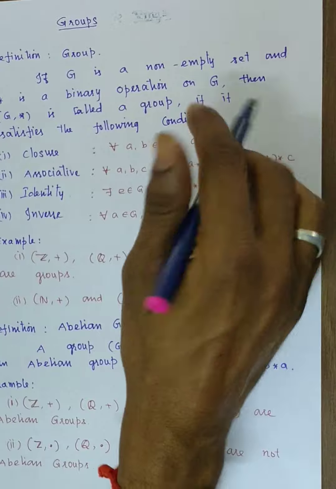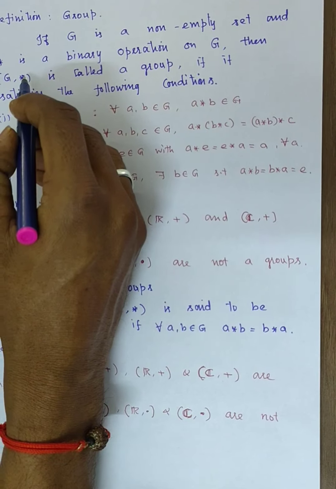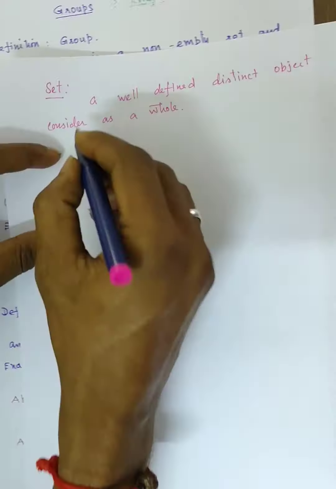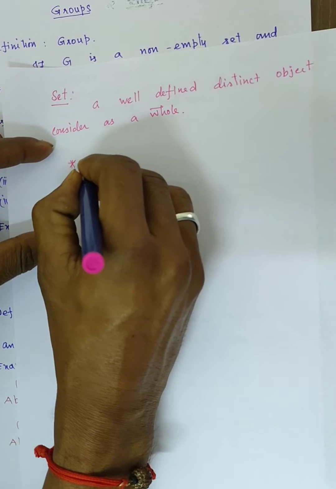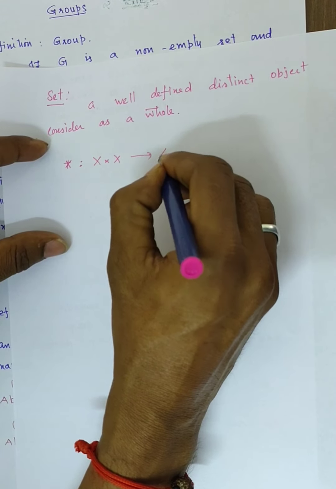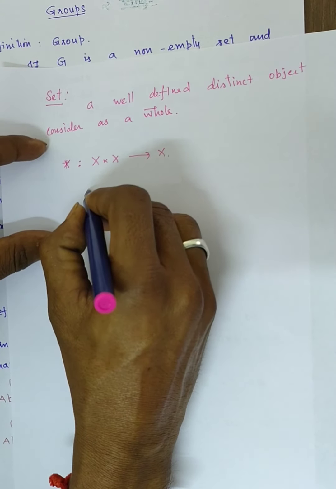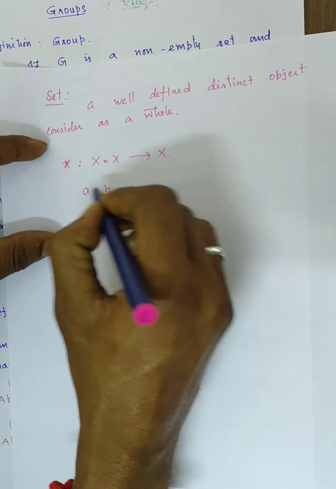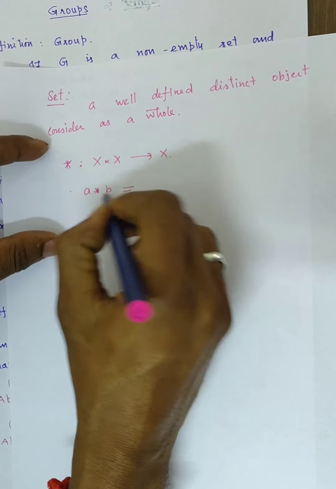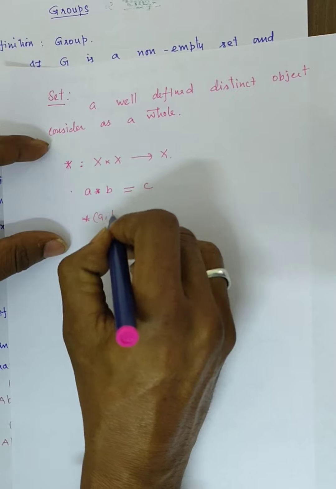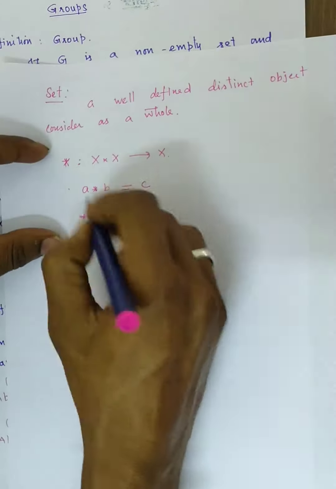So now we know what a non-empty set is, and what a binary operation is. What is a binary operation? We denote it as star. Star is a function which is a mapping from G cross G to G. That is, suppose a star b equals star of a comma b. A star b is equal to some c, or otherwise we denote it as star of a comma b is equal to some c. This is called a binary operation.